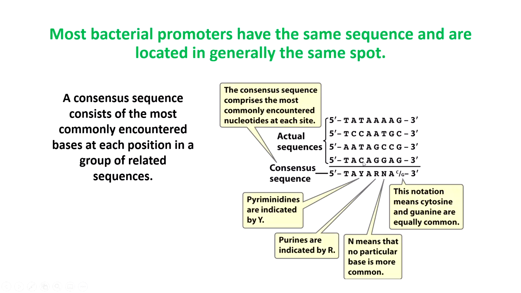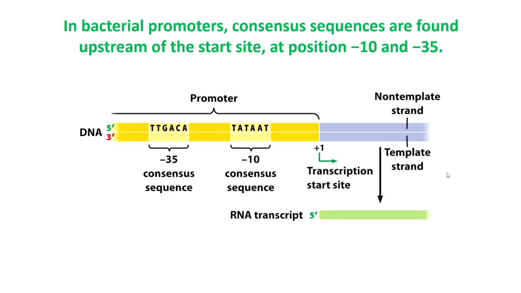Here we have more ambiguity, and so what this Y means is that it just needs to be a pyrimidine of some kind. What this R means is that it just needs to be a purine of some kind. And the CG notation basically means cytosine and guanine are equally likely to occur at this position. So this is a consensus sequence, the average agreed upon sequence for a particular site.